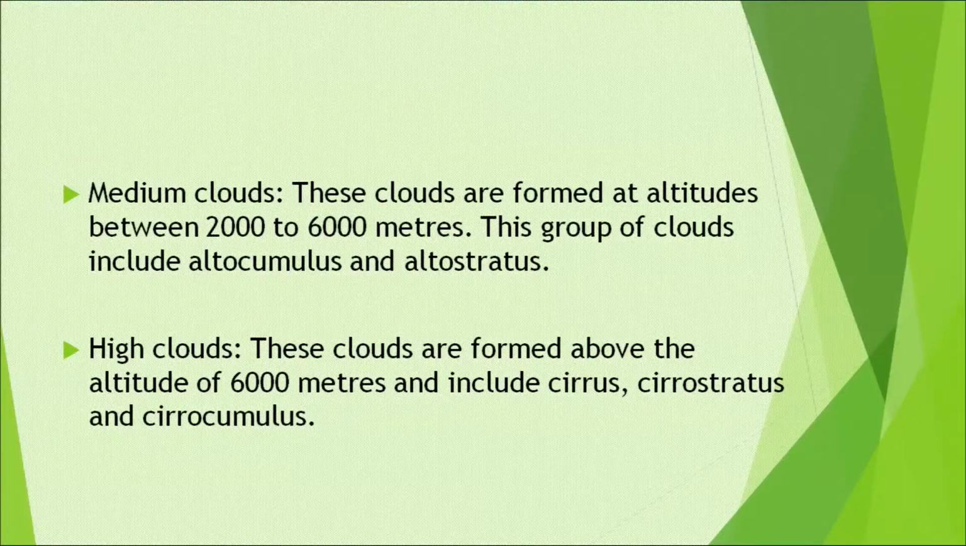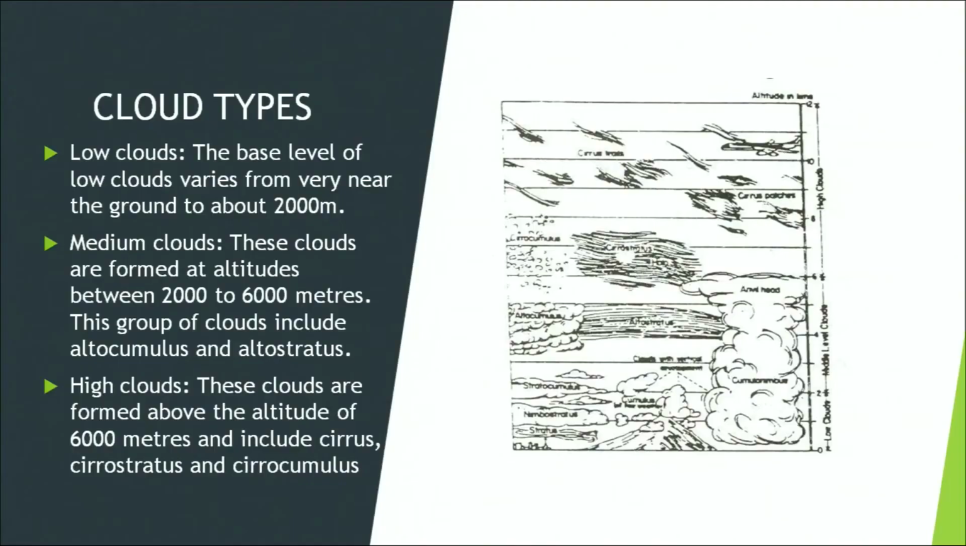Then we come to medium clouds. These clouds are formed at altitudes between 2000 to 6000 meters. This group of clouds includes altocumulus and altostratus. High clouds: these clouds are formed above the altitude of 6000 meters and include cirrus, cirrostratus and cirrocumulus. These are the three types of clouds depicted in a diagram of atmospheric layers.